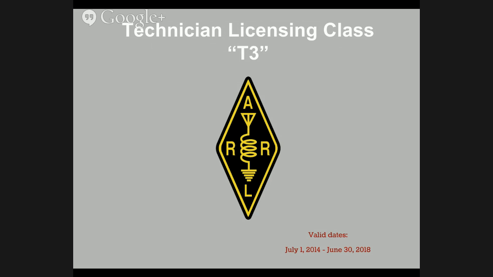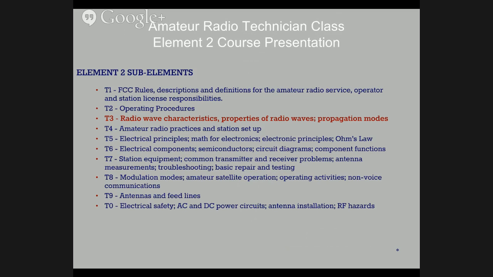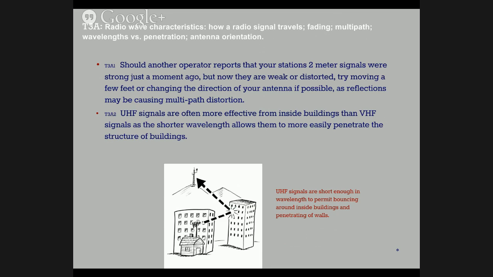All right, so we'll be covering T3 and T4 today. These are pretty short sections. T3 specifically deals with electromagnetic waves, characteristics and properties of radio waves, and we'll talk about propagations of different bands. So we'll go ahead and start with UHF and VHF.